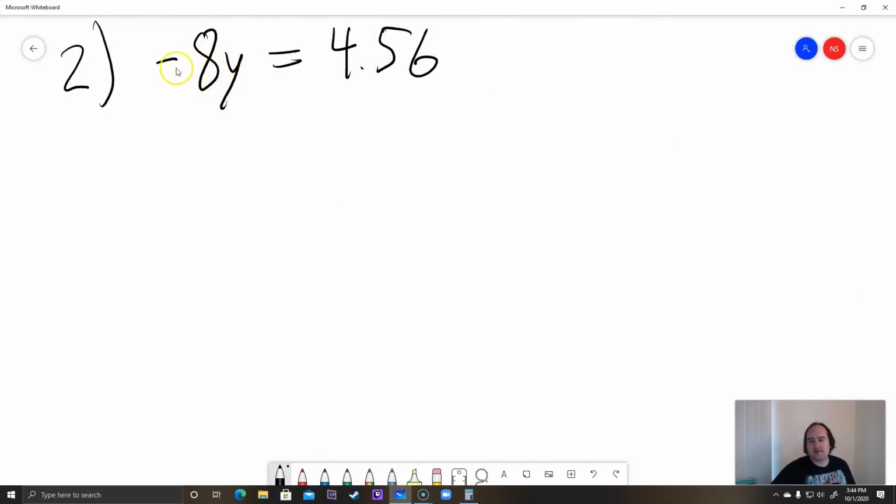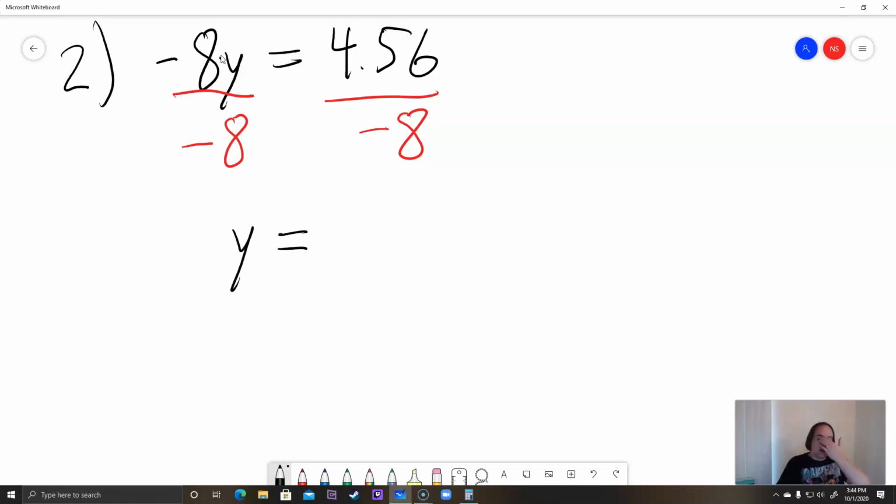How do we get rid of negative 8? This is negative 8 times y, so the opposite of multiplying by negative 8 is dividing by negative 8. We divide both sides of the equation by negative 8. On the left side, we just get y. And on the right side, we have to do 4.56 divided by negative 8.